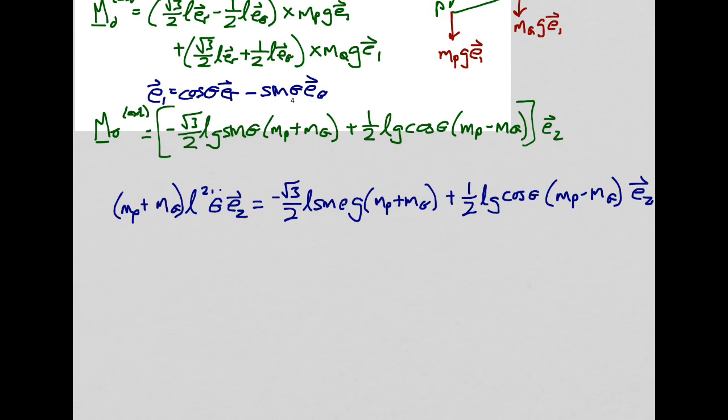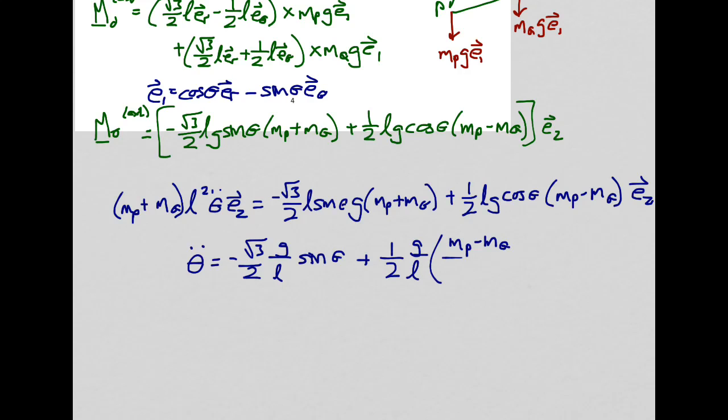So then when we solve for theta double dot to get our equation of motion, we get negative square root of 3 over 2 G over L sine theta plus an additional term, so 1/2 G over L, and then it's the ratio of MP minus MQ divided by MP plus MQ, all multiplied times cosine theta.